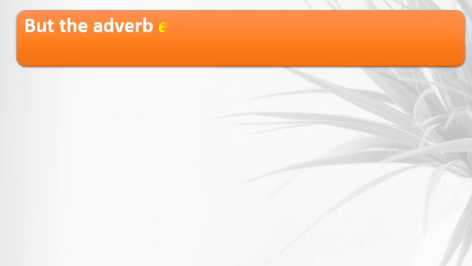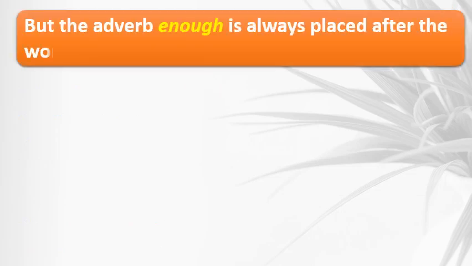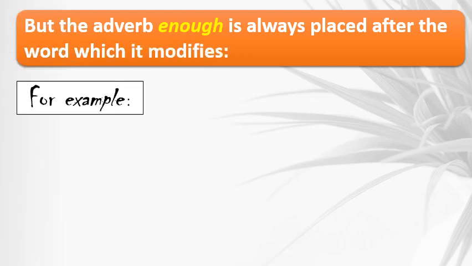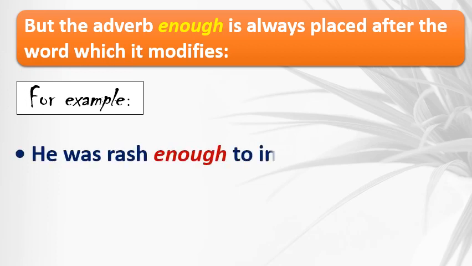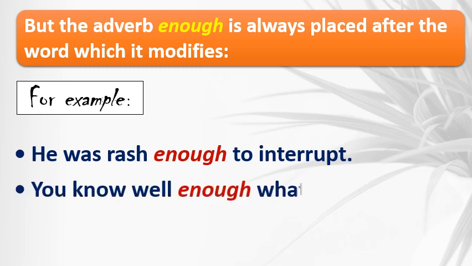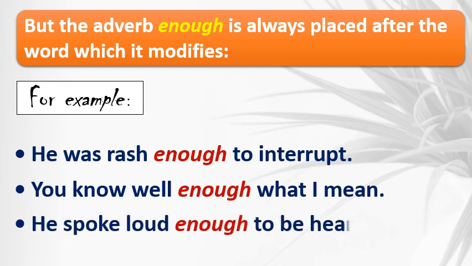But the adverb enough is always placed after the word which it modifies. To clarify it, let's see some examples. He was rash enough to interrupt. So here enough is an adverb and it is modifying the word rash. That is why it is placed just after it. Same with other examples also. You know well enough what I mean. He spoke loud enough to be heard. So the adverb enough is always placed after the word which it modifies, as you can see in the examples also.